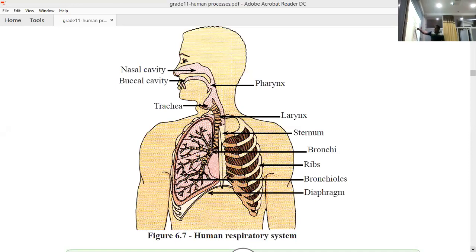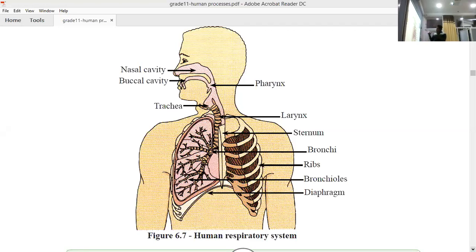Then the trachea divides into two branches. They are known as bronchi. Singular bronchus, plural bronchi. Each bronchus enters a lung. Lungs are spongy structures. These are the two lungs. Left and right bronchi further branch into small tubes called bronchioles, and finally bronchioles open into air sacs called alveoli. Alveolus is singular, alveoli is plural.